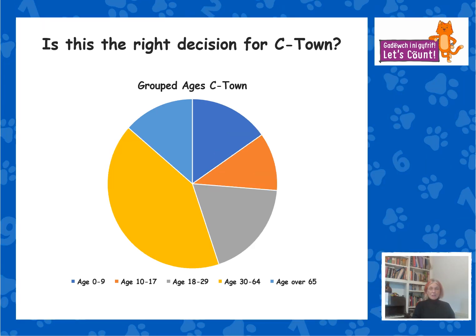Here is some information about another place that we're going to call CTown. CTown has a slightly different age profile than CTown. So would that change your decision about what is perhaps needed in CTown to keep the population happy and healthy? Discuss what you think the right decision would be for CTown based on the information that you have about the ages of the people who live there. Again, you might want to pause the recording here while you talk.